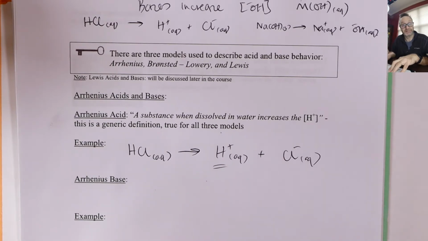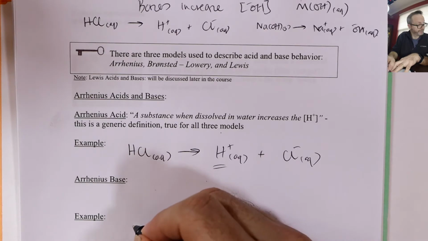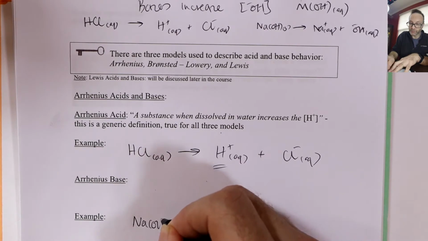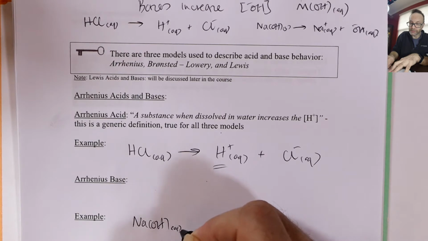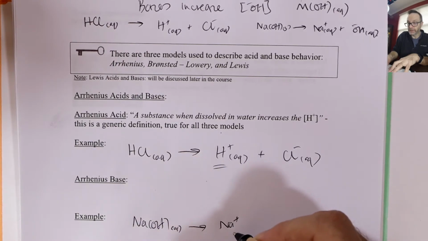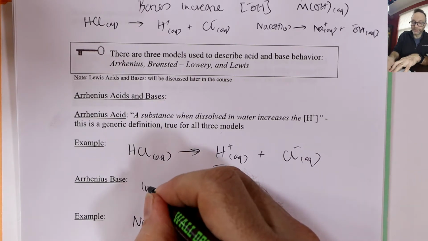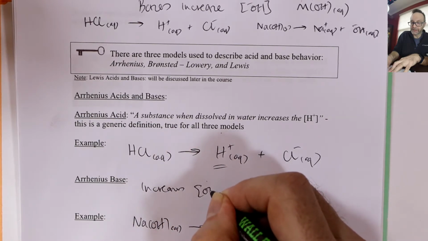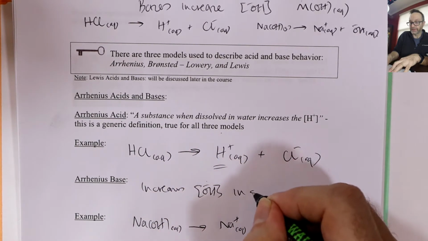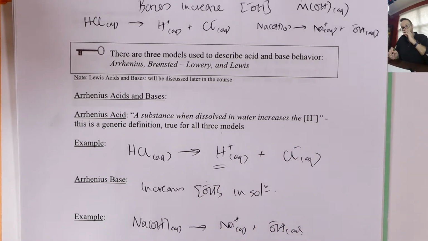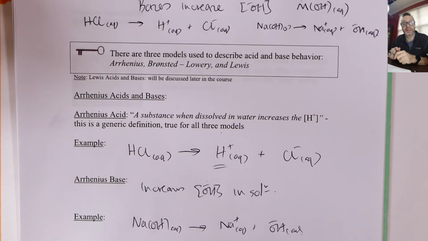An Arrhenius base then increases the amount of OH-. We do the same one again. I'll write it in as well: increases OH- ion concentration in solution. So there we go, nice and simple to start. We'll talk about the subtle differences between strong and weak acids as we go, but for now, just remember that acids increase H+ ion concentration, bases increase OH-.